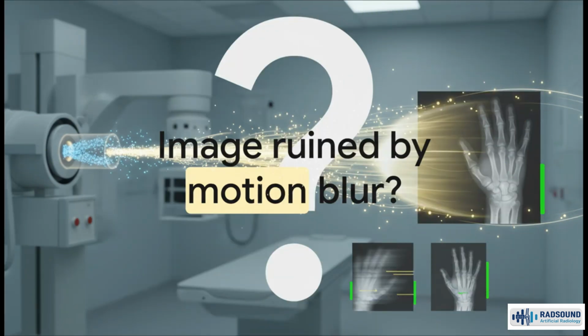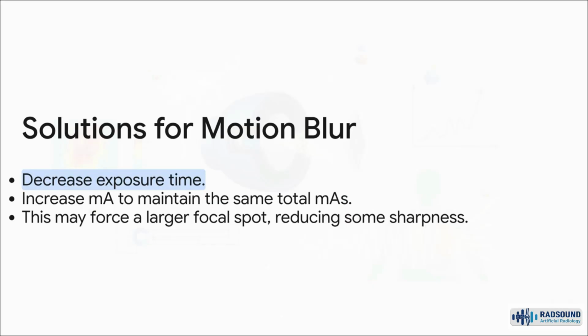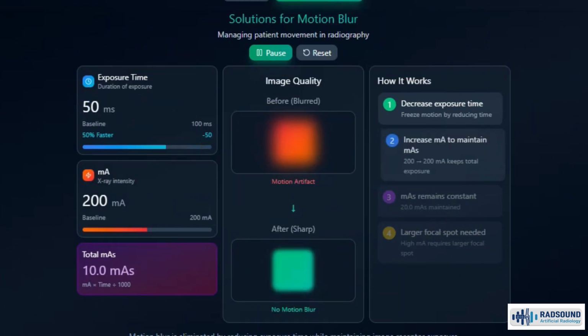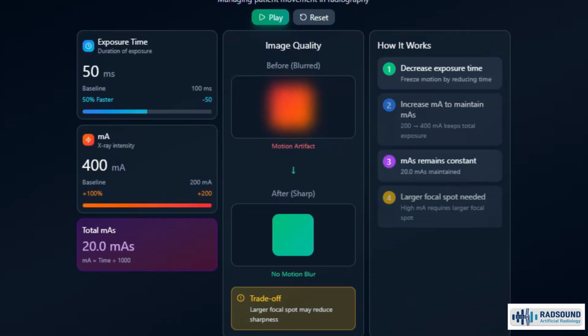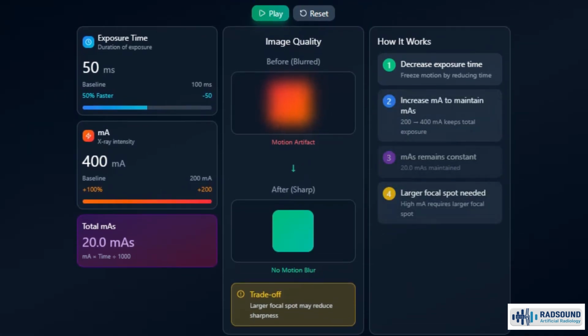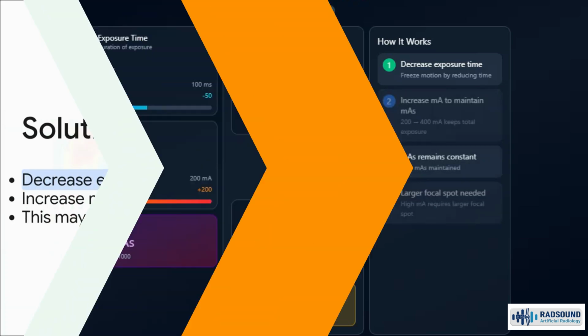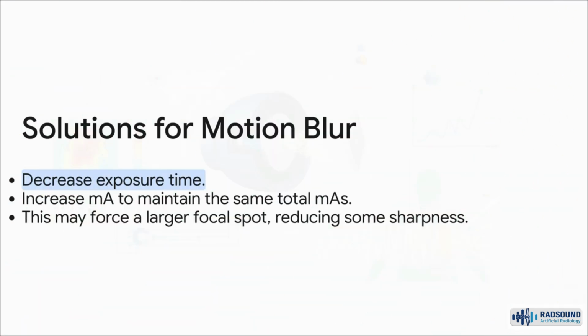Okay, next problem. The brightness is fine, the exposure is good, but the whole thing is just a blurry mess from motion. Now what? There is only one fix for motion blur, and that's a shorter exposure time, period. But if you cut the time, you have to increase the MA to keep the same MAS, right? To keep that brightness. And there's that trade-off again. Pushing the MA that high might force the system to use the large focal spot, meaning you solve the blur problem, but you might give up a little bit of sharpness in the process.